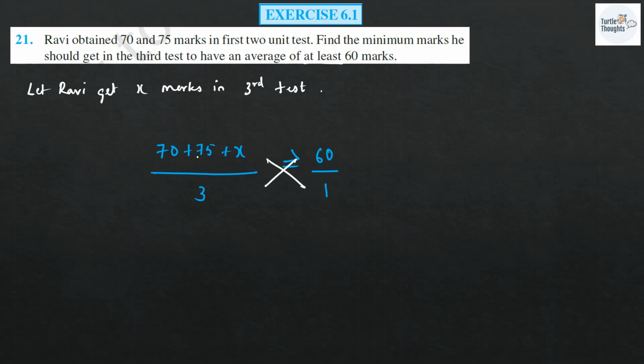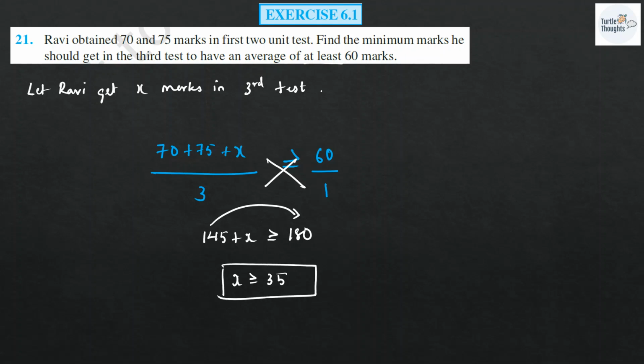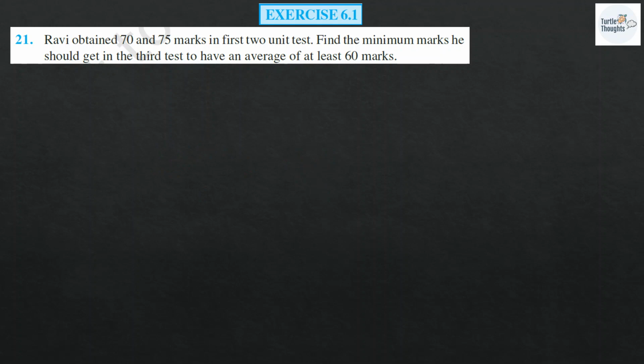So when I cross multiply, I should be getting my answer as 70 plus 75, which is going to be 145, right? 145 plus x is going to be greater than or equal to 180. You get 145 to the other side, and automatically you will be having the value of x, which is going to be 35. So I can tell that Ravi must obtain 35 marks at least in order to get 60 as his average. Any number greater than 35 would increase his average. So in order to get a minimum of 60, he has to get a minimum of 35 on his third test. Okay, easy. Let me go to the next question.